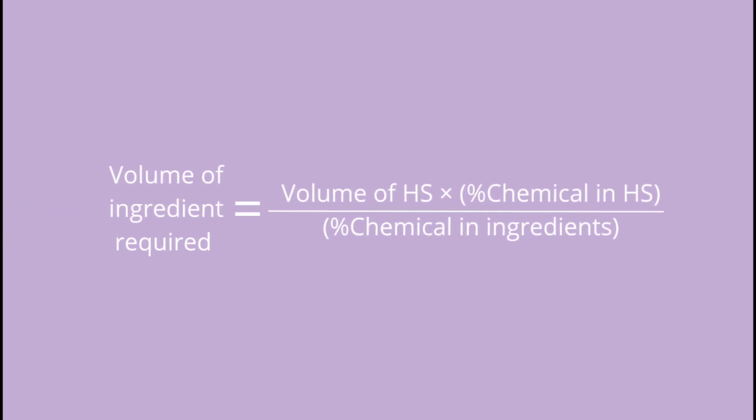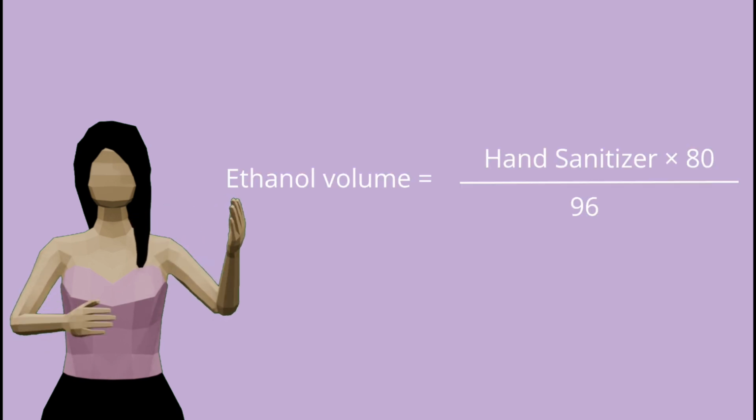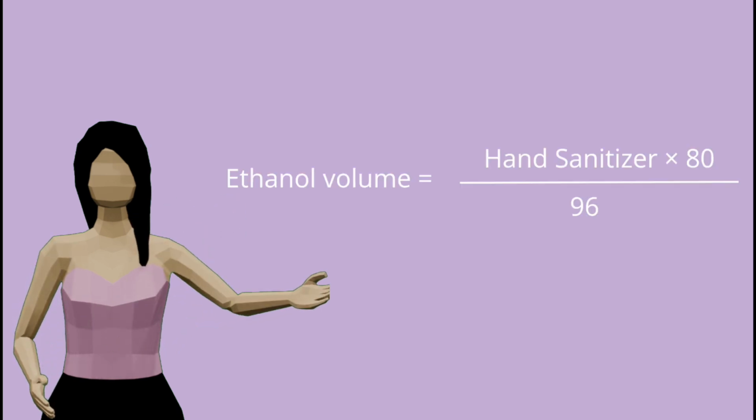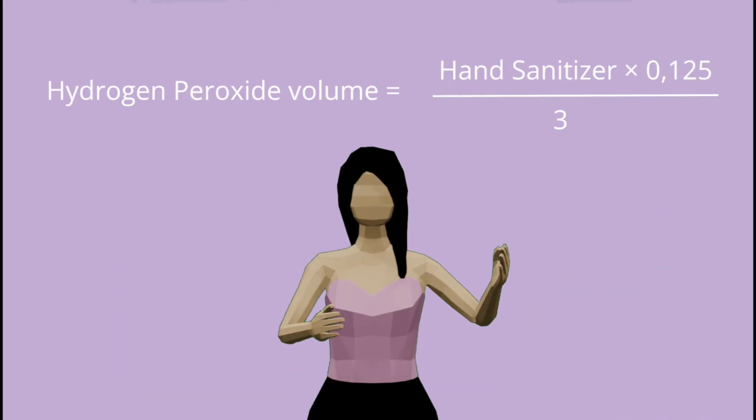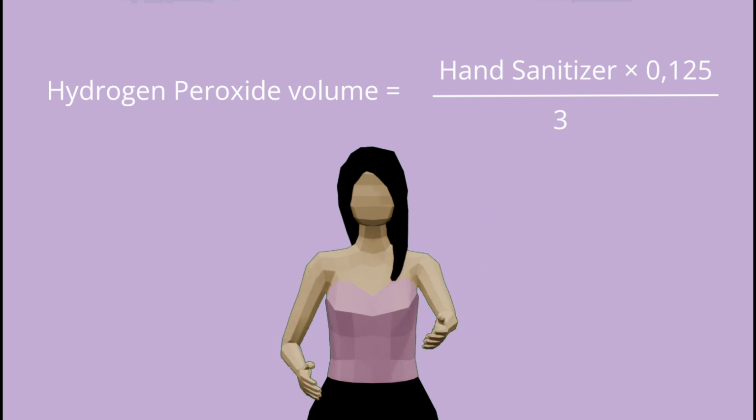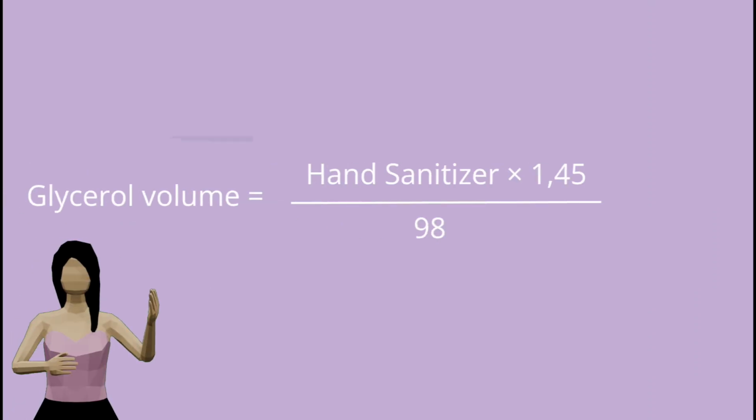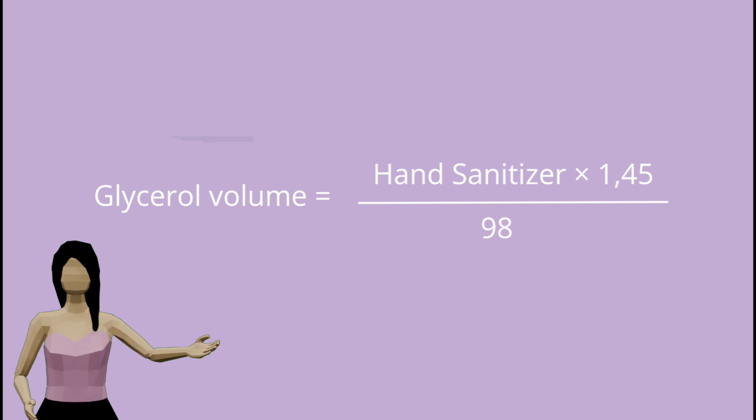the formula becomes: the volume of material required is the volume of hand sanitizer times the percentage of chemical in the hand sanitizer divided by the percentage of chemical in the material. So the volume required for each ingredient is, 1. The volume of ethanol is equal to the volume of hand sanitizer times 80 divided by 96. 2. Hydrogen peroxide volume is equal to hand sanitizer volume times 0.125 divided by 3. 3. Glycerol volume is equal to hand sanitizer volume times 1.45 divided by 98.